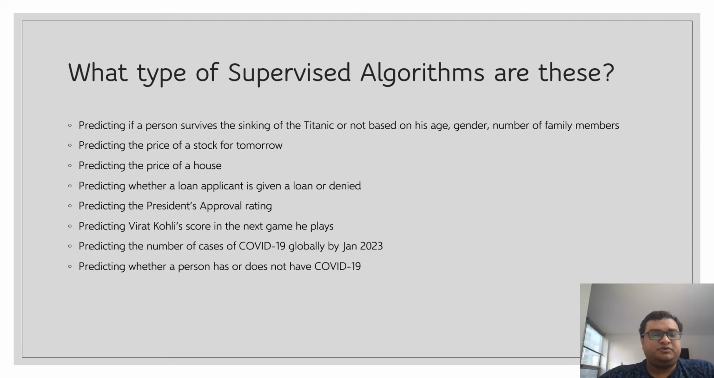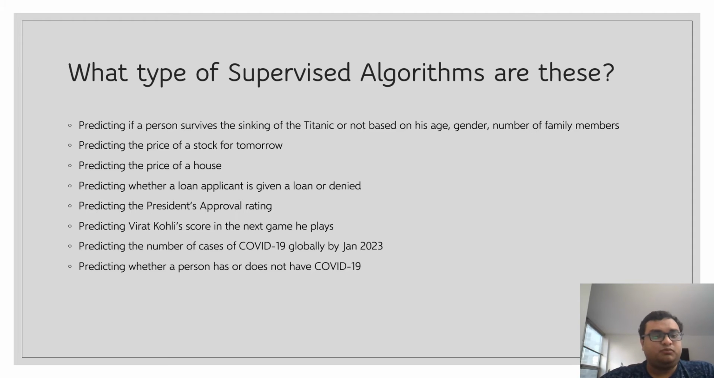Then the second one is predicting the price of a stock for tomorrow. Since the stock is numerical, so it is regression. Predicting the price of a house. Again, it's numerical, so it's regression. Predicting whether a loan applicant is given a loan or denied. This is a categorical response variable, so it's classification.